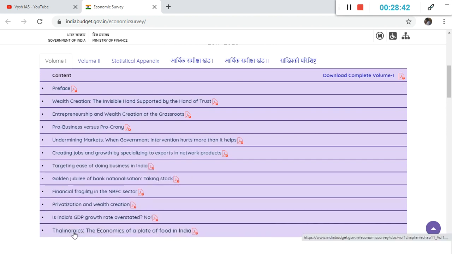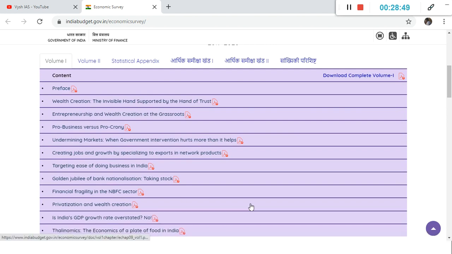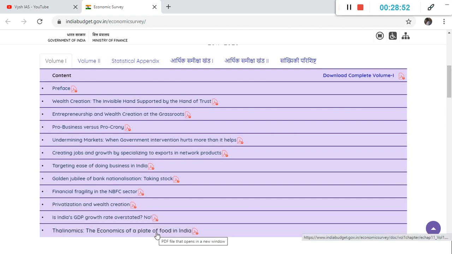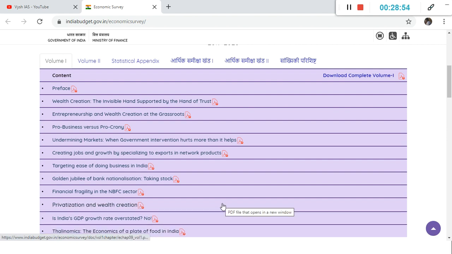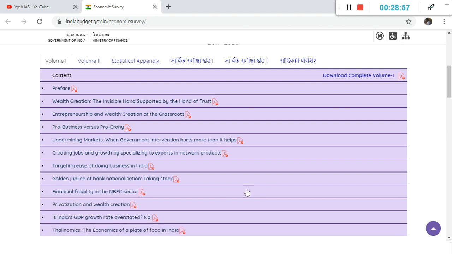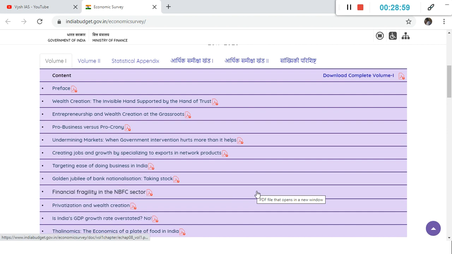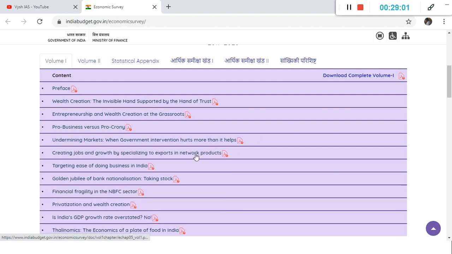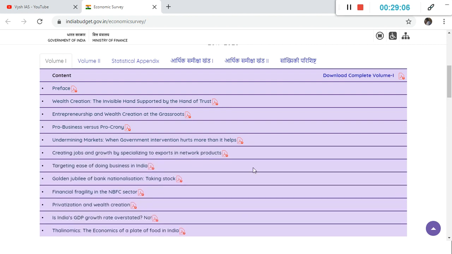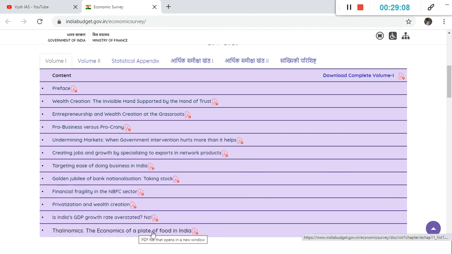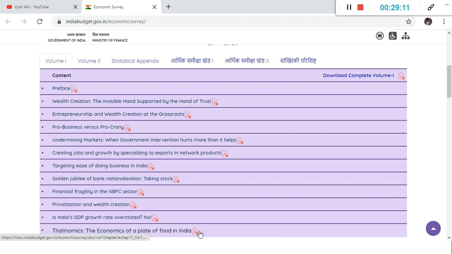See here, thalinomics, a new term they have used, the economics of a plate of food in India. It's just inflation, like how a non-veg meal or a veg meal costs. Why they do that is because to calculate inflation, the best thing is to check what the common man is consuming on a daily basis. So a normal complete thali, a veg meal or a non-veg meal, that includes rice, pulses, or whatever you have. That is the last concluding chapter of volume 1, where they have clearly explained the price changes of things over the last 2 years. Okay, so it's a very interesting chapter, you can read that. It's one of the smallest chapters also.